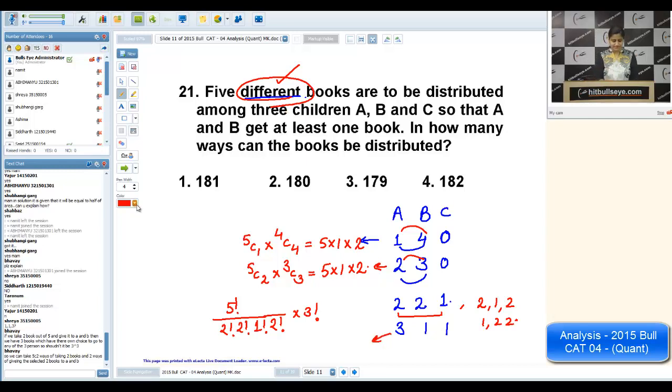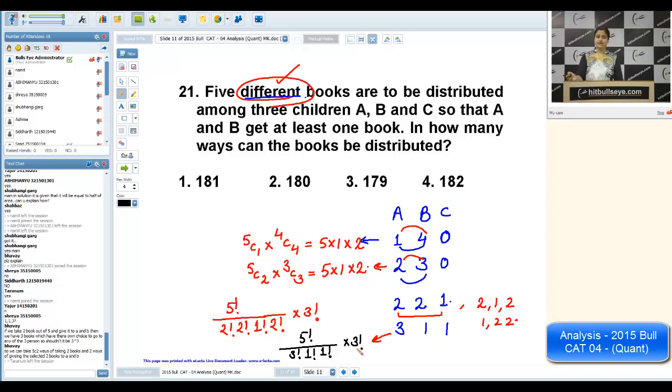Now coming to this way, 3-1-1. Please go through permutation and combination advanced part 1. Grouping I have discussed in that video, because that is a question of grouping. We are making groups of 5 things, and the groups are in composition of 3-1-1. Into 3 factorial we will take, because these 3 books can go to anyone. Is it okay? These many things are possible here. I cannot consider the 5-0-0 case, because there is a condition given that A and B get at least one book. Is it okay?